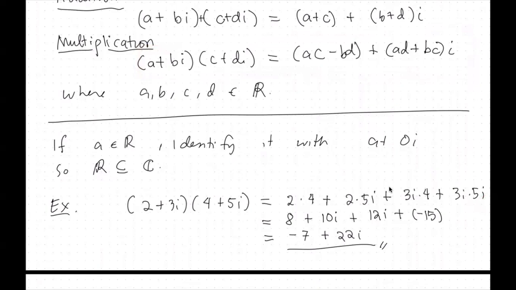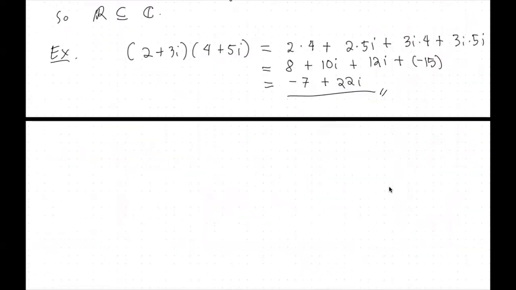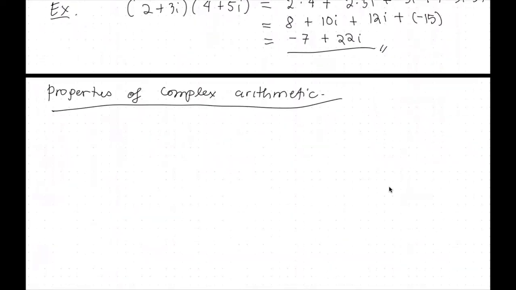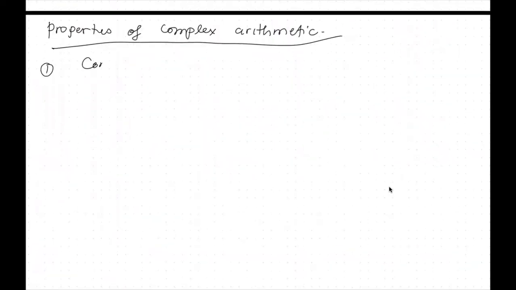All right. Before going further to define a vector space, to state some definitions, let us first recall some properties of operations on complex numbers. Let's call them complex arithmetic. The first property is commutativity.